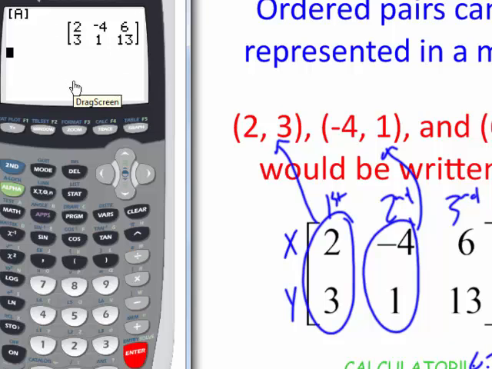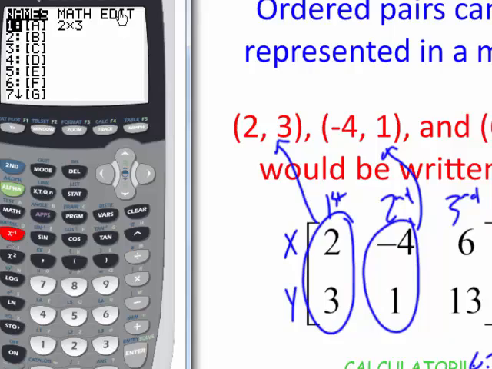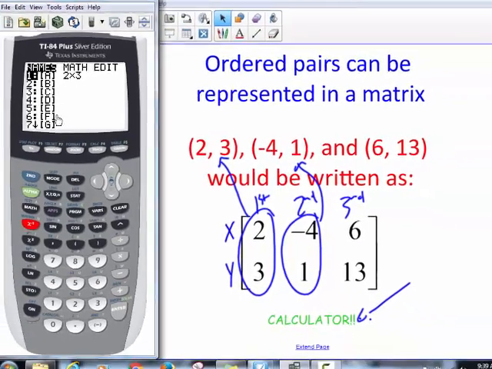Okay. And then there's lots of things that we can do with this, but just to get a sense of how to type it in. So make sure everything that we do with our matrices is going to be in this matrix option right here. So second matrix. Remember, edit's where you type them in. Names is where you grab them to do operations.